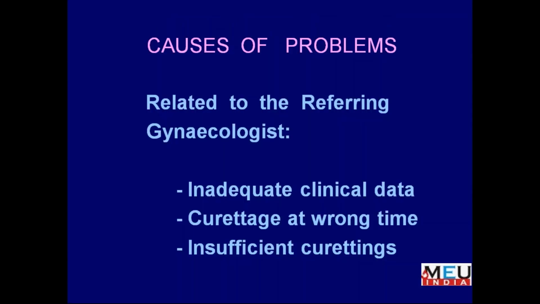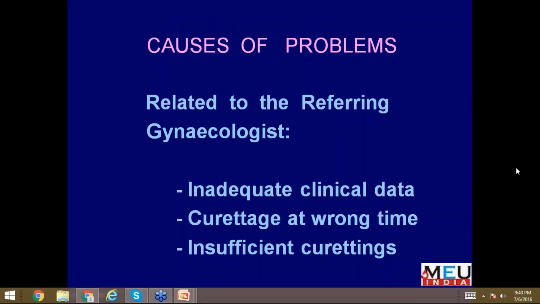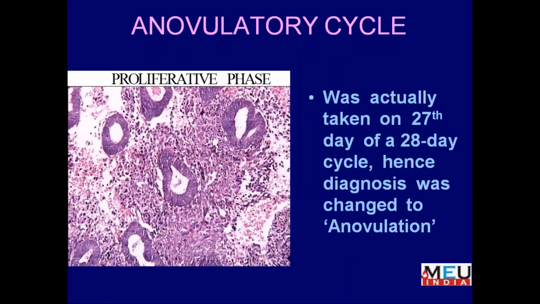Now, there are some problems which we deal with quite often. Sometimes there is inadequate clinical data provided by the clinician, which is a very common problem, especially in most Indian hospitals, because this clinical data helps us to correlate with the dating and the disease profile, and this can really cause big problems. Sometimes the curettage is done at the wrong time, and there are insufficient curettings.